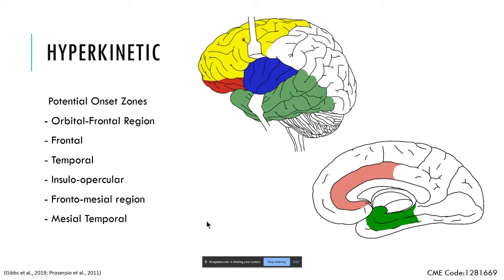Nocturnal hyperkinetic seizures may also arise from the insulo-opercular regions, as described in a series of 8 patients. The complex motor manifestations occurred with seizure spread to frontomesial regions, as well as neocortical temporal lobe, but were generated in the insula.